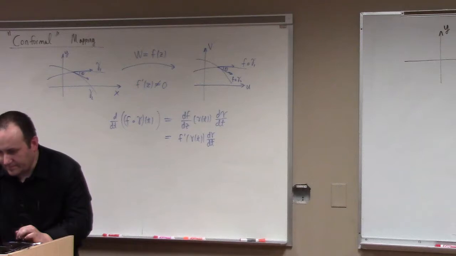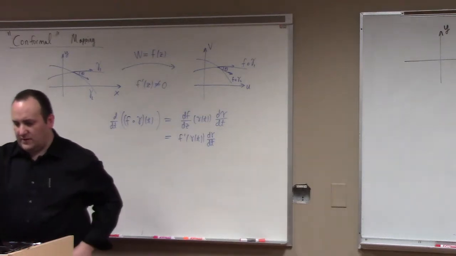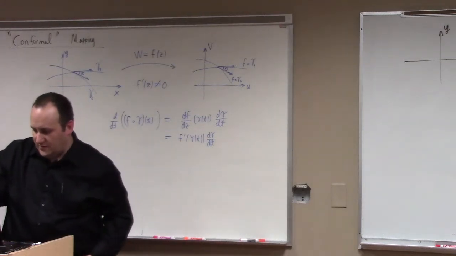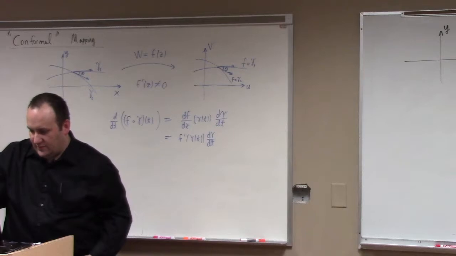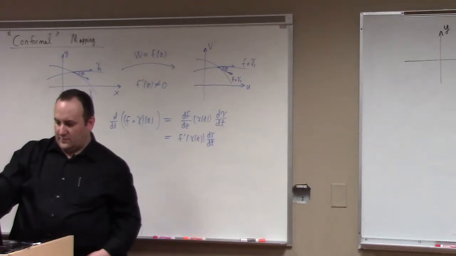Here's one. Find the steady state heat distribution for a circular plate of radius 1 for which the upper edge is held at constant temperature 1 and the lower edge is held at constant temperature minus 1.